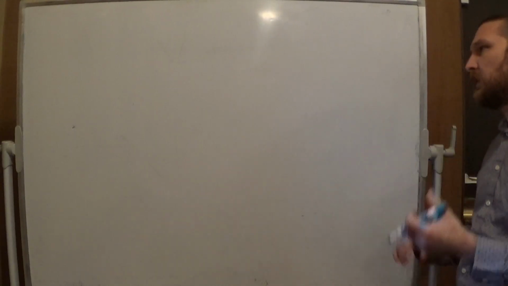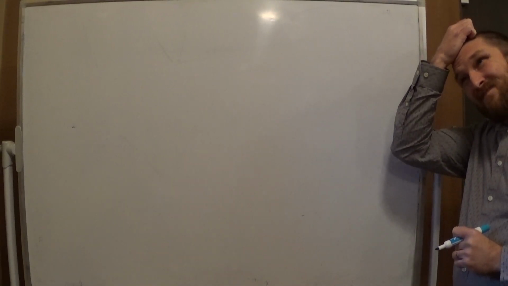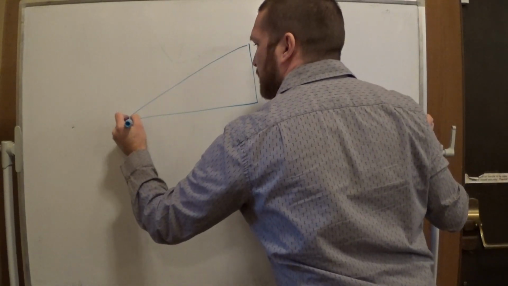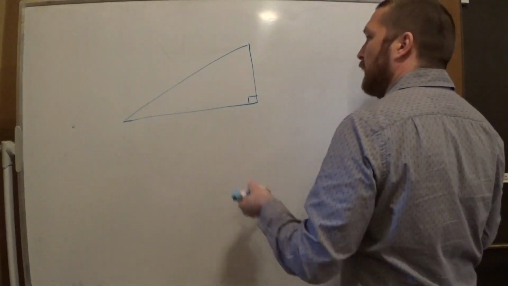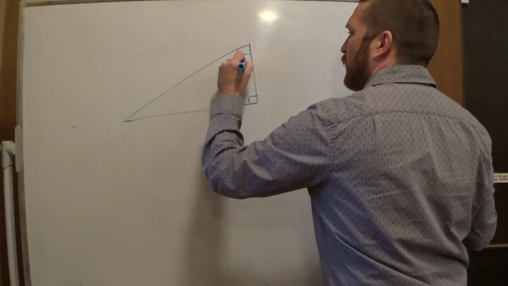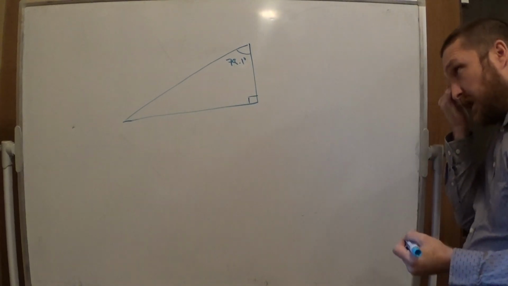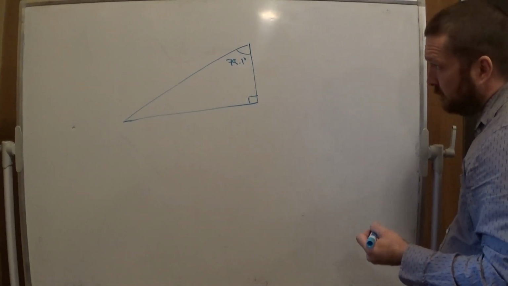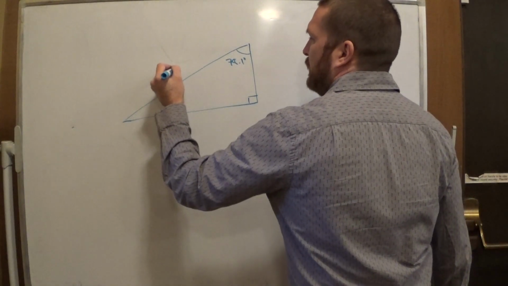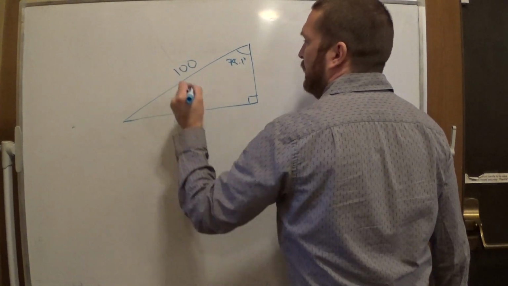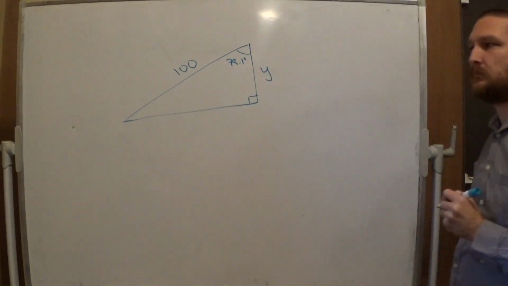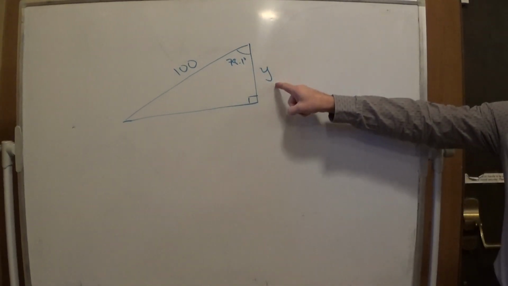Let's say you've drawn your problem. It looks something like this. Maybe we measured this at 78.1 degrees. And let's say you know that this is 100, and you want to know what this value is right there. Tell me what value that is right there.